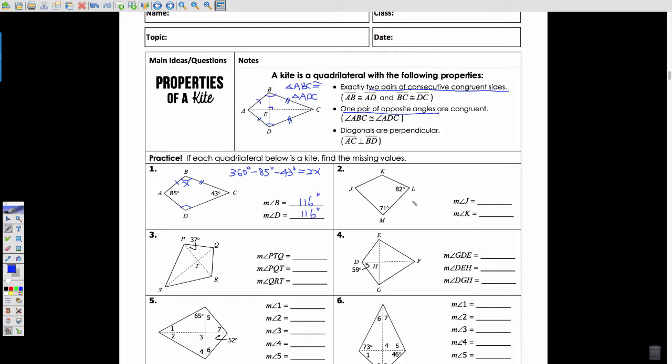Same thing with number 2. If you look at it, the angle that has non-congruent sides is 82. Therefore, this angle must be 82. So that's angle J. If angle J is 82, 360 minus 82 minus 82 again minus 71, I should have 125 degrees.